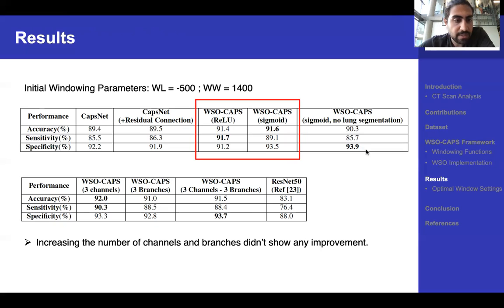And we also investigated the result of the best model, which is sigmoid 1, when the lung segmentation is not used. The results show that using lung segmentation can improve the overall performance.